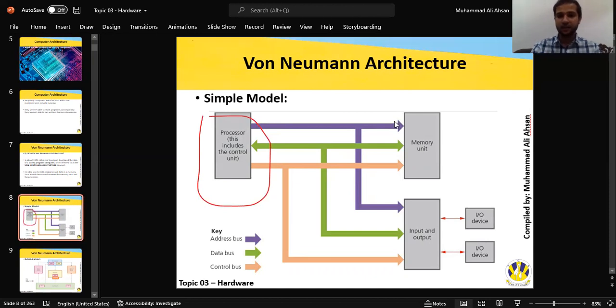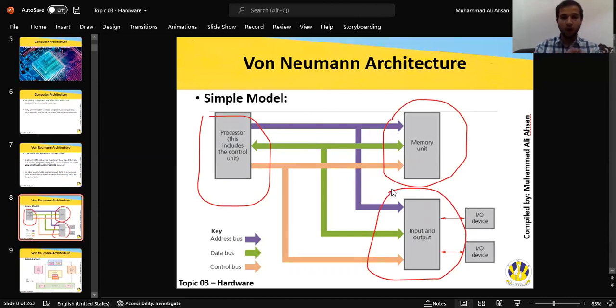Another component is the memory unit, where all the programs and data will be stored. And the third one is input and output devices, which will be used to give an instruction to the computer or to display the result to the user. Input and output devices. So we can say that basically we have three main components.